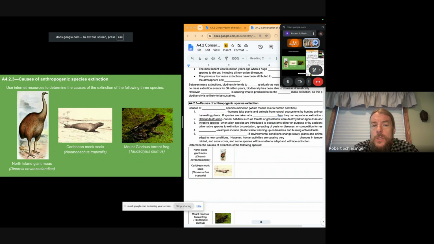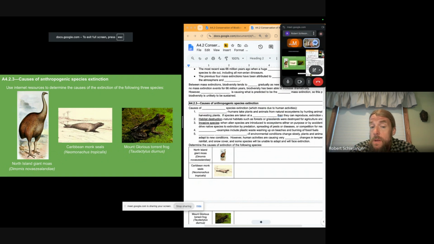And then the weirdest one is the Mount Glorious torrent frog. These little fellows are from Australia, right? And frogs are very, very sensitive animals in terms of pollution, in terms of habitat loss. So if we want to know about the health of an ecosystem, we usually use frogs as what we call an ecological indicator. Because if there's pollution, the first organisms to show it are going to be the frogs. They live in the water, they breathe through their skin. Pollution hits frogs much harder than it would a mammal or even a fish.